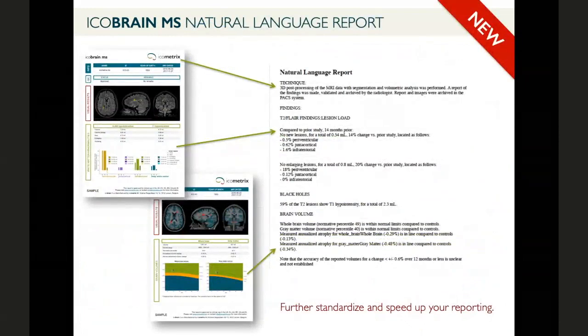Something super exciting about our icobrain MS that we recently launched a natural language report at the European Conference of Radiology in Vienna. The natural language report converts brain volumetrics and population statistics into an editable natural language report that can be easily copied into the radiological report. So this format really allows you to further standardize and speed up your reporting.